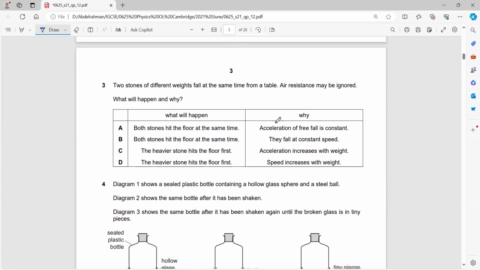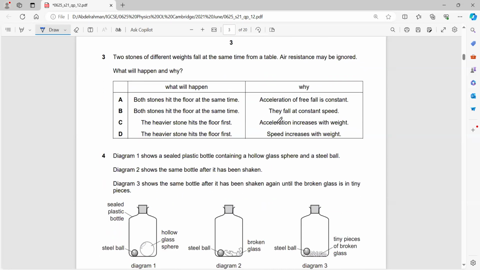Question 3. Two stones have different weights. They fall at the same time from a table. Air resistance may be ignored. What will happen and why? If we throw two stones from above a table, what will happen to these stones? Any ideas? Someone said A, both stones will hit the floor at the same time.